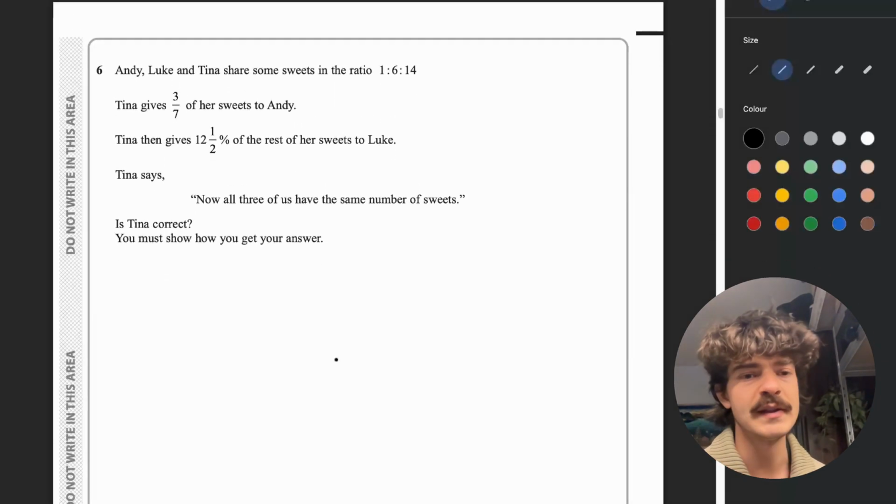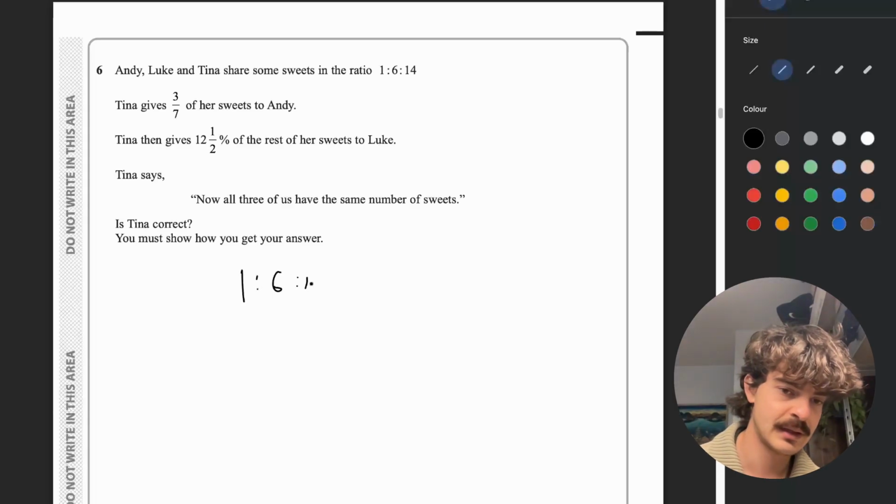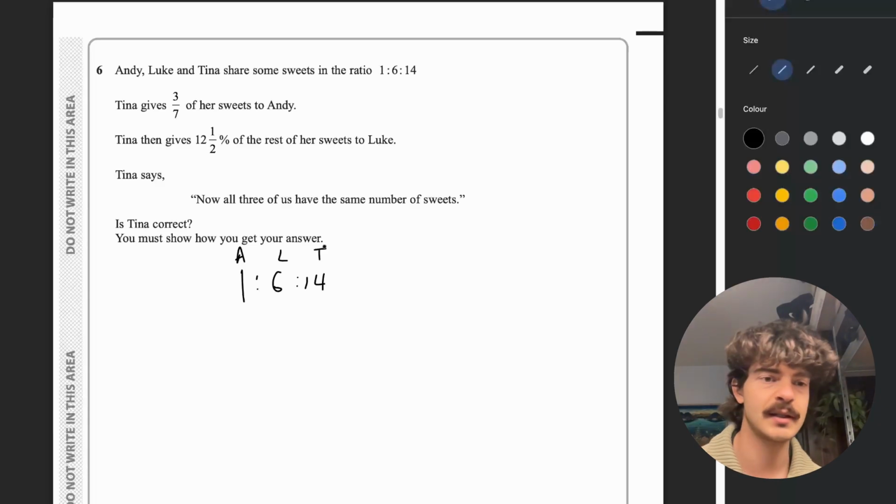So Andy, Luke, and Tina share some sweets in the ratio 1 to 6 to 14. Okay, that seems useful. Let's start writing that out. So 1, 6, 14, Andy, Luke, Tina. Nice. Tina gives 3/7 of her sweets to Andy. Okay, I can see this. So we're going to go through stages.